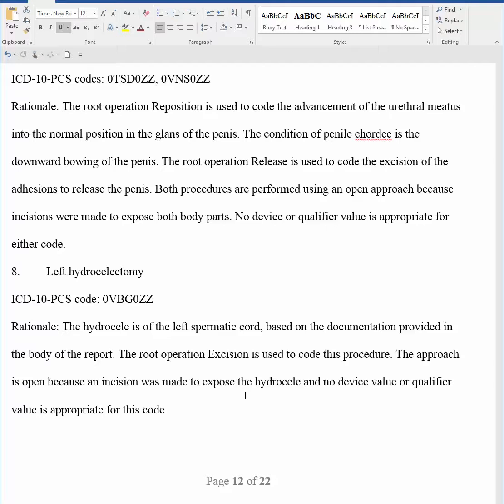I'm going to pause here for a minute. If you want to stop the presentation, you can do so and come back at another time before we move into chapter 19, which is the female anatomy.